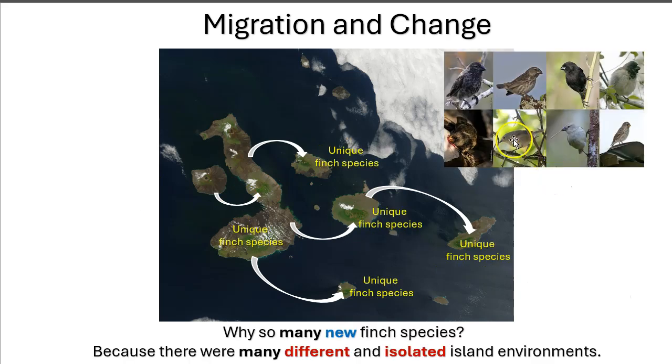because they had common ancestors in the area. And here we see some of the different finch species, and one of the notable differences in terms of adaptations are the beaks. The beaks have different shapes, different sizes, and Darwin understood those beak differences to be adaptations to the local living conditions, the food supply on the different islands. And why are there so many new finch species? Well, there were many different and isolated island environments. If there was just one island out here and it had the same kinds of food everywhere on the island, then we would not have predicted the multiplication of finch species.